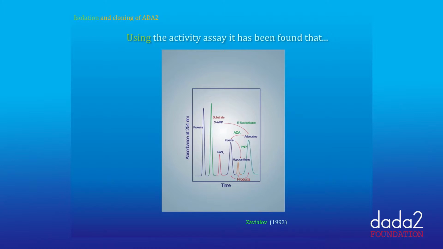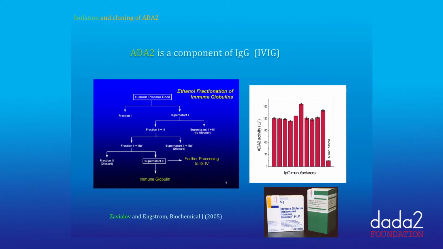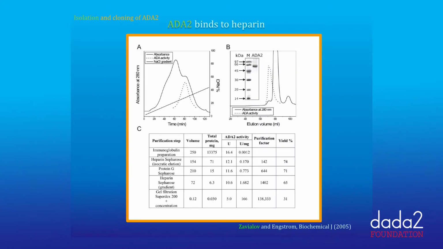Using this assay, I found that immunoglobulins produced by classical ethanol fractionation contain a lot of adenosine deaminase activity, and this activity was due to ADA2. In other words, ADA2 was co-purified together with immunoglobulin. So the main problem was to purify this ADA2 and isolate it from immunoglobulin. But luckily, I found that ADA2 binds to heparin.